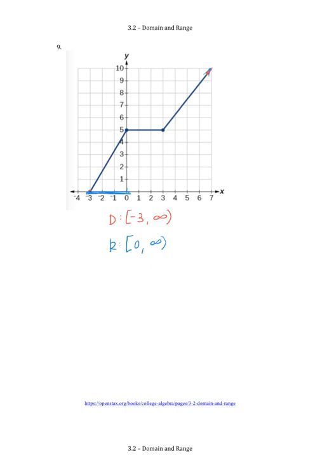So don't make the mistake of putting the -3 as your y value, because it's an x value. If it helps you, you might want to label the point. The point is (-3, 0). That shows that your x value is -3, which is why the -3 is used in the domain, and the y value is 0, which is why 0 is used for the range.